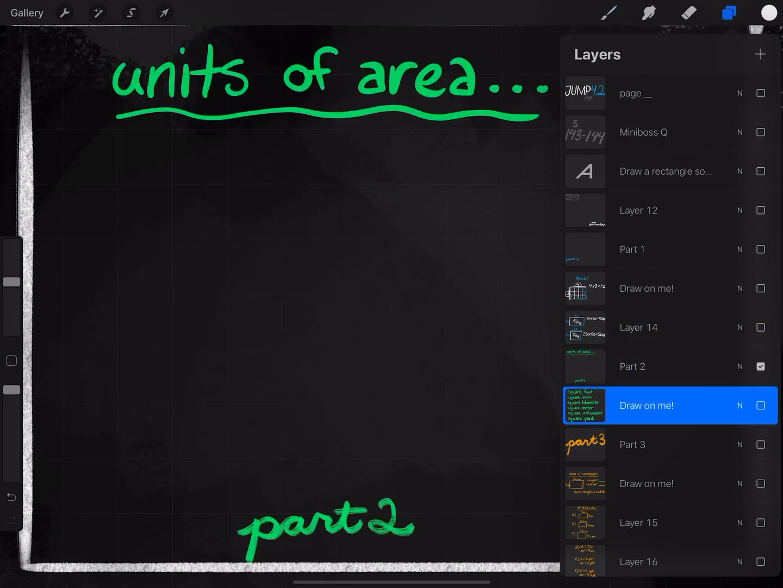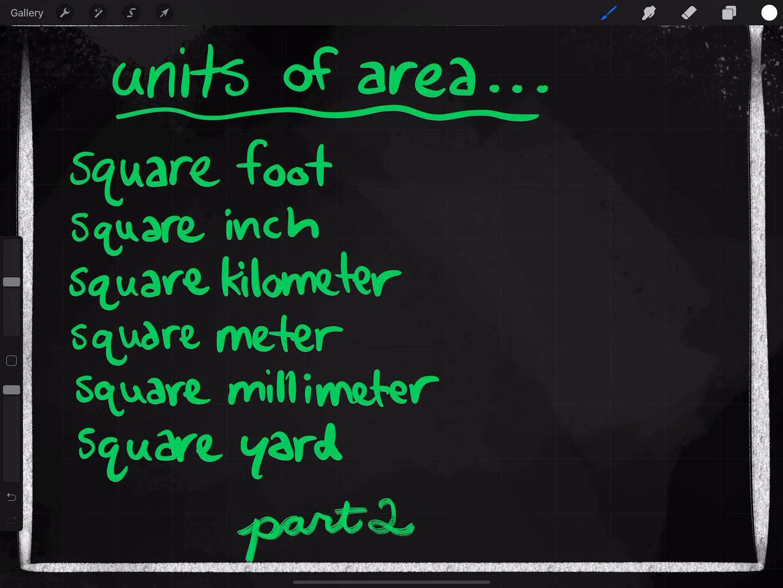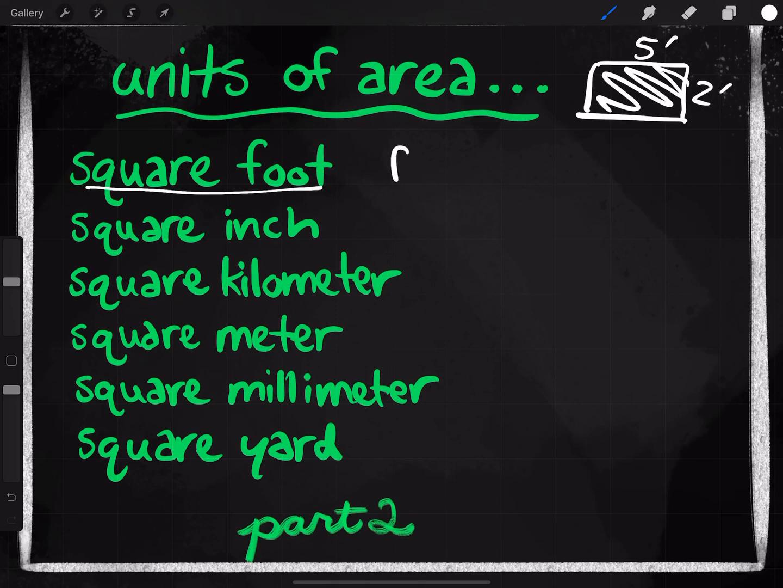Okay, this next part, we can measure area in a bunch of different ways, depending on what your original rectangle's measured in. So if you draw a little rectangle that has 2 feet and 5 feet, now your area will be measured in square feet. So here's the square foot, and we abbreviate it like this. We can also measure in inches, and then the area will be square inches.